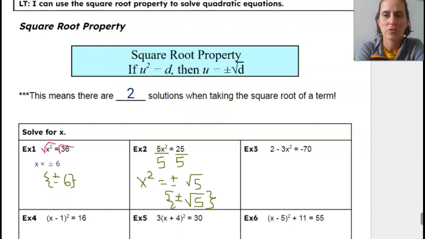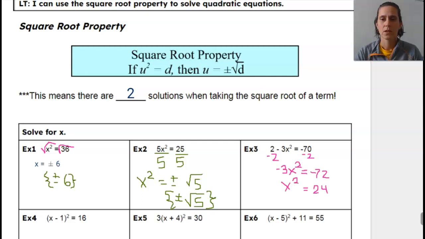On example 3, this is a two-step equation. We have to get rid of all the extra terms that do not have your variable in them. So notice that 2 does not have the variable x in it. So we've got to get rid of the 2 first by subtracting it on both sides. Then we divide by negative 3 on both sides to get x by itself. Now we take the square root on both sides. So we have plus or minus square root of 24, and then we have to simplify it. 4 and 6 are factors of 24. Square root of 4 is 2, so it'd be 2 radical 6, plus or minus 2 radical 6.